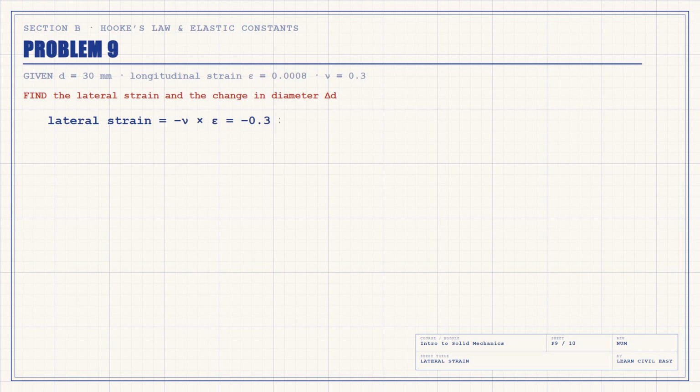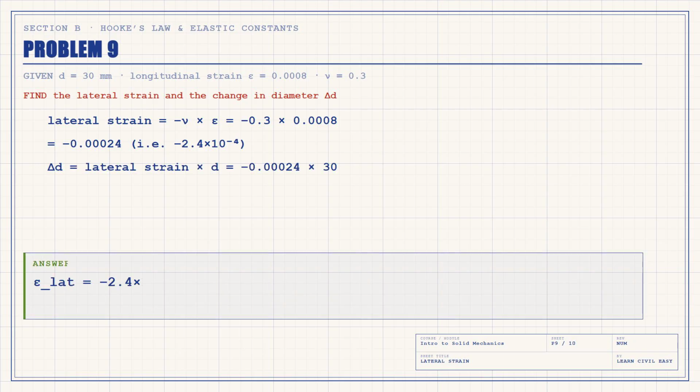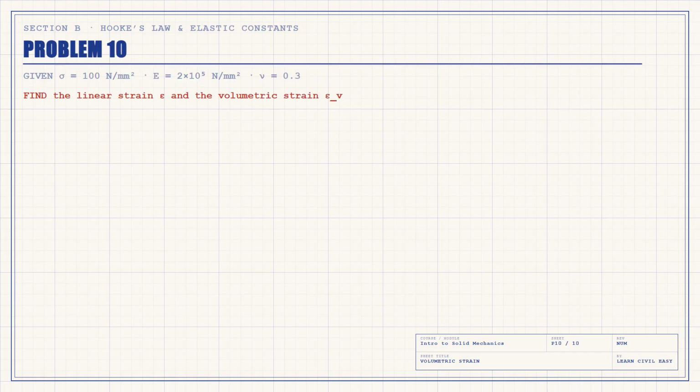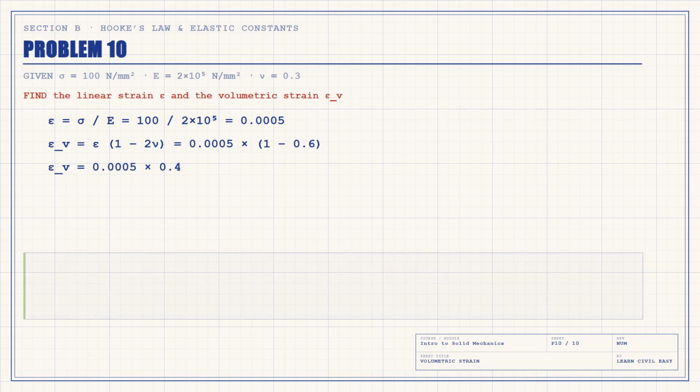Problem 9. A 30 mm bar has a longitudinal strain of 0.0008 with Poisson's ratio 0.3. The lateral strain is minus nu times the longitudinal strain, minus 0.3 times 0.0008, which is minus 0.00024. The change in diameter is the lateral strain times the diameter, minus 0.00024 times 30, about minus 0.0072 millimeters, a small decrease.